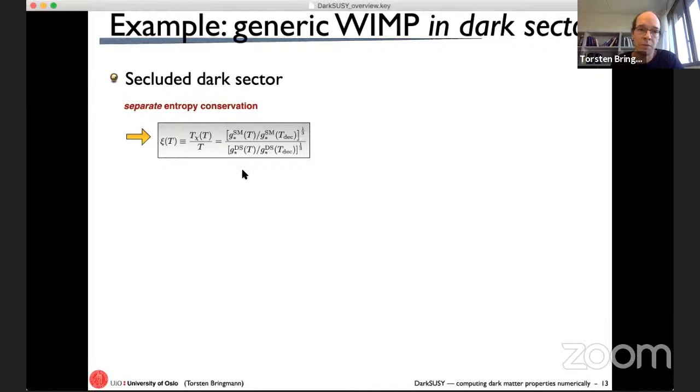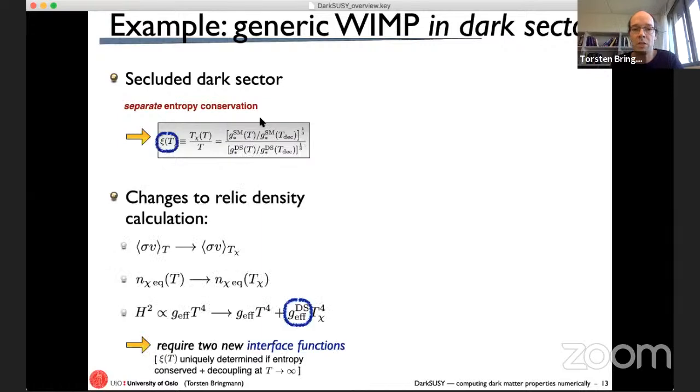But if you have separate entropy conservation, then you can actually compute how this temperature ratio evolves as just a function of the degrees of freedom. This is also provided in DarkSUSY, so it's automatically calculated in a consistent way. And then you just have to adapt the relic density calculations correspondingly.